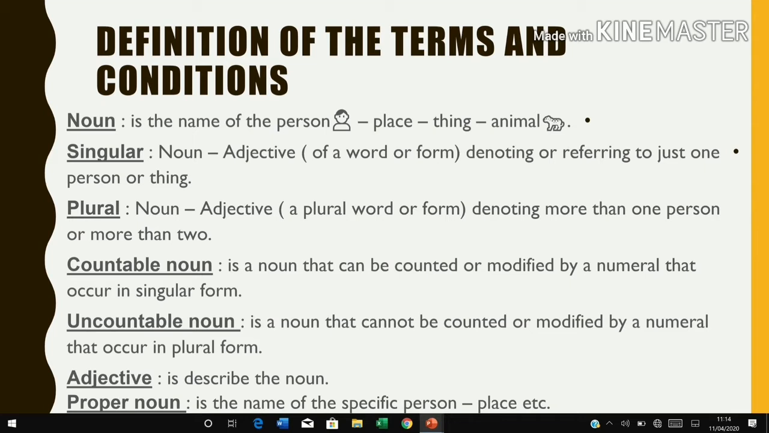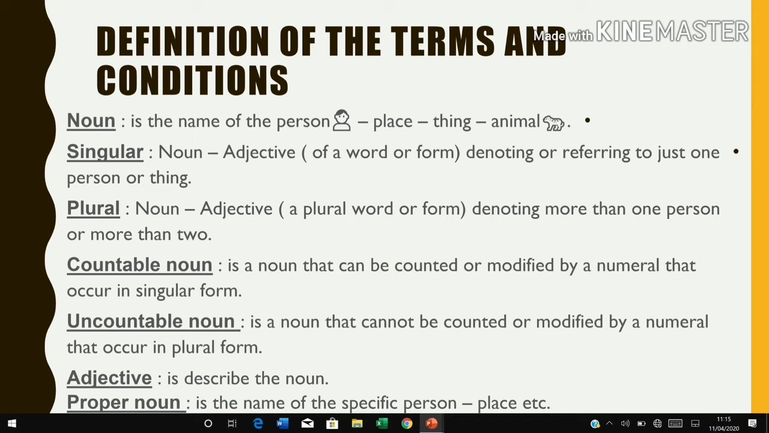A singular noun refers to just one person or one thing, for example, a laptop, one cushion, one light. A plural noun denotes more than one person or thing, for example, 10 bags of onion, 2 sofas, 10 water bottles, 10 pairs of slippers, and so on.